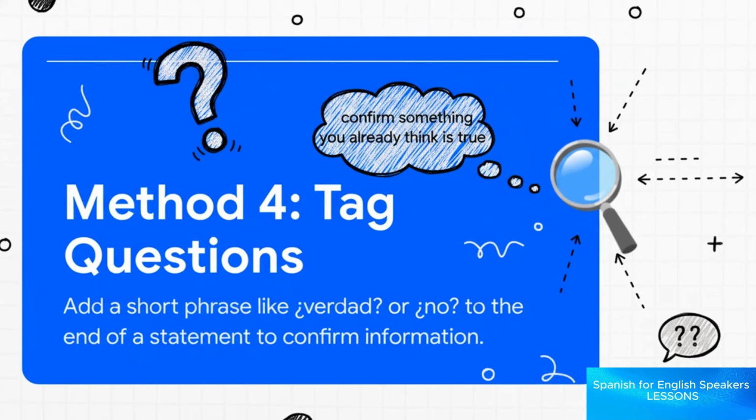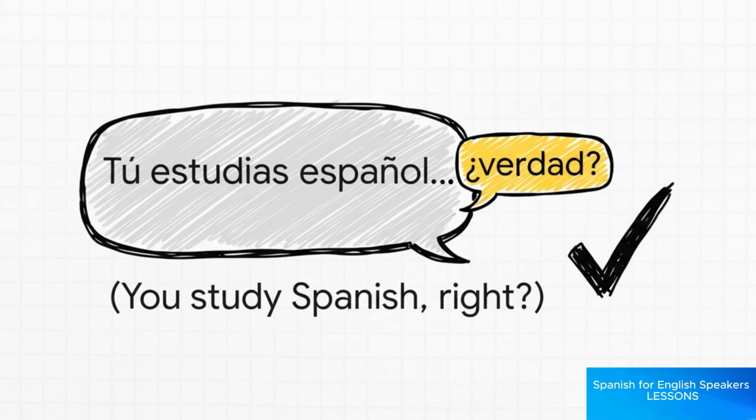You just make a normal statement and then tack on a little tag at the end, just like we do in English when we say things like "right?" or "isn't it?" For example, you could say, Tú estudias español, ¿verdad? You're not really asking for new info, you're just looking for that little nod of agreement. Using tags like verdad or no is a fantastic shortcut to making your Spanish sound way more conversational.